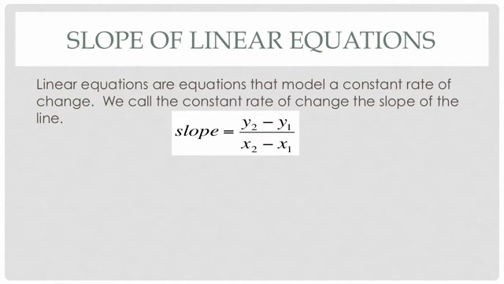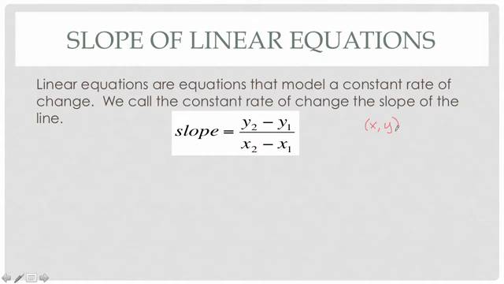Okay, let's review slopes. Linear equations are equations that model a constant rate of change. They form lines because they're always growing by the same amount over and over again, or decreasing by the same amount over and over again. We call this constant rate of change the slope of the line. We have a formula here. If you remember, the slope of a line is related to y2 minus y1, all divided by x2 minus x1. If you forget what those are, they're simply the values of 2 points.